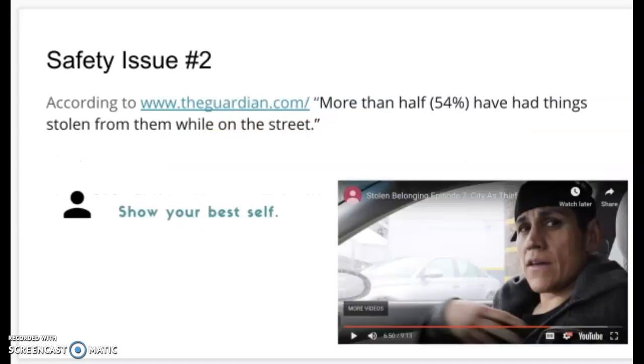The next example I'm going to give, so this is again the safety issue number 2, from the PowerPoint presentation. More than half have had things stolen from them while on the street. So here what I was trying to emphasize was that just because people have their possessions in things like a fabric tent or out without any sort of cover at all, they're really unsafe. And my claim again was that people who do not have a home are unsafe. So this supports it.